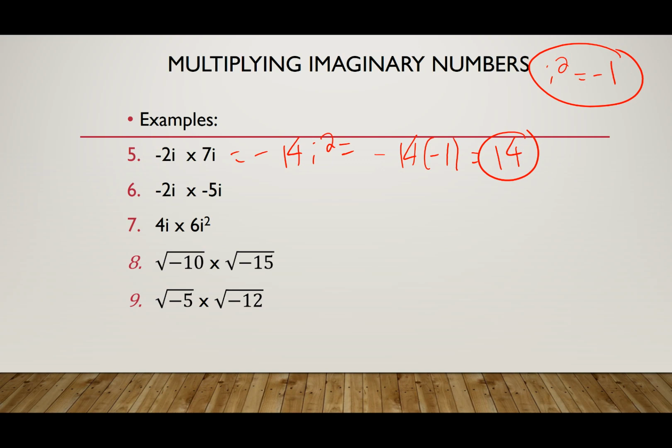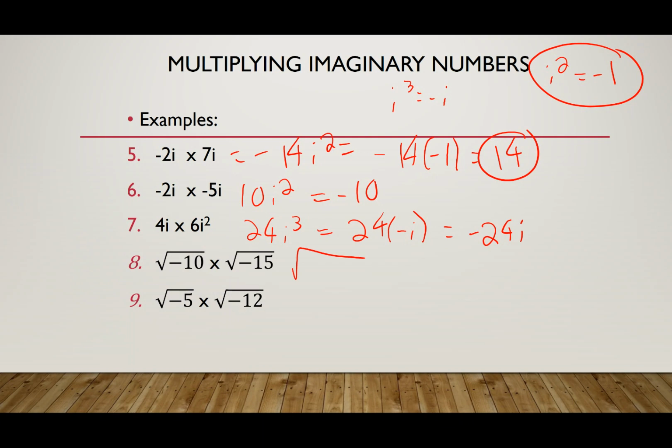So here, negative 2i times negative 5i, that'll be a positive 10i squared. But remember, i squared is negative 1, so really we have negative 10 as a result here. Now, 4 times 6 will be 24, and i times i squared will be i to the third. So remember, if you go back and look at your notes, i to the third is the same as negative i. So this is really 24 times negative i, which makes it negative 24i.